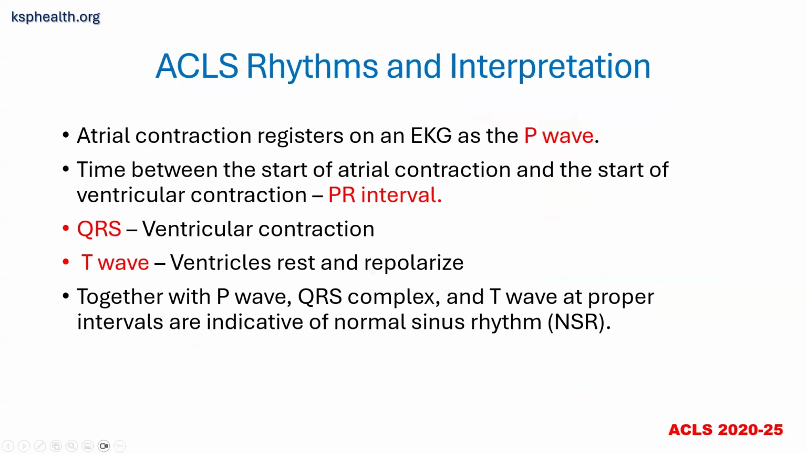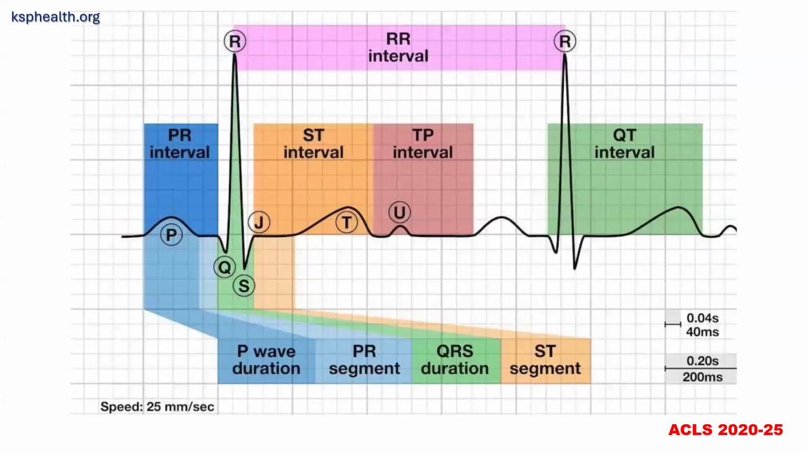EKG reflects certain waves. For example, the P wave in EKG reflects atrial contraction. The time between the start of atrial contraction and the start of ventricular contraction is reflected in the PR interval. The ventricular contraction is reflected as the QRS duration. The T wave reflects ventricular rest and repolarization. Together, the P wave, QRS complex, and T wave at proper intervals are indicative of normal sinus rhythm.